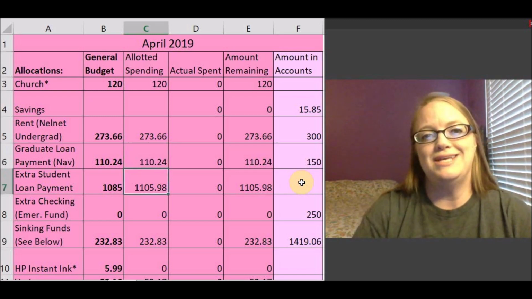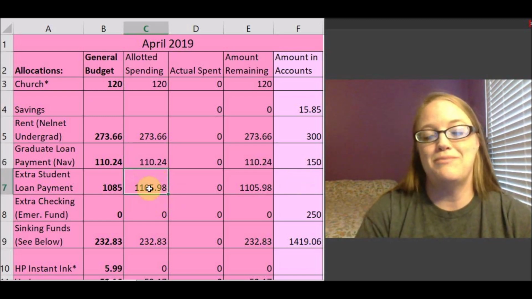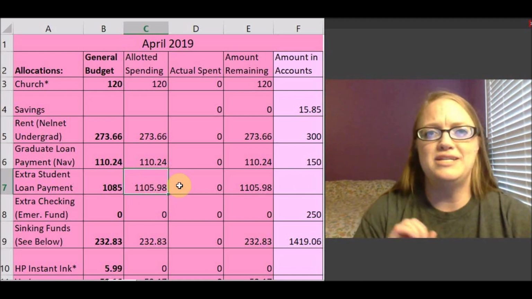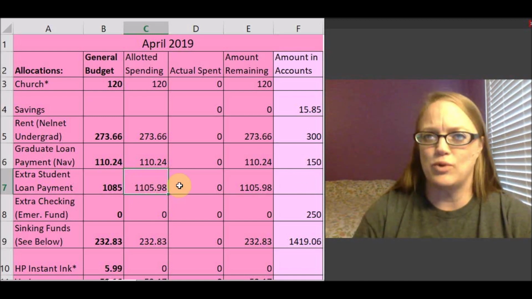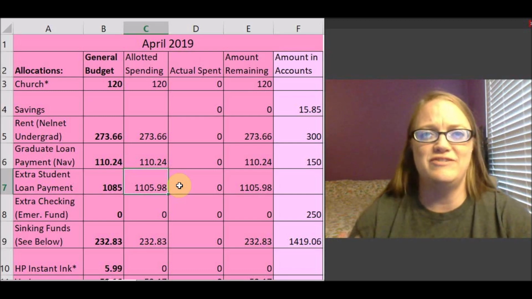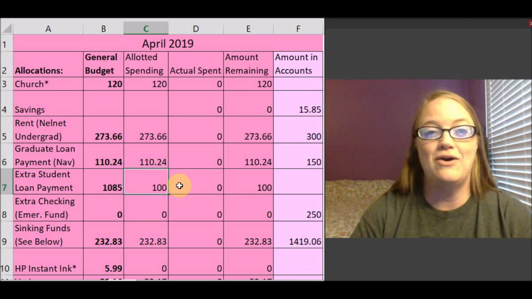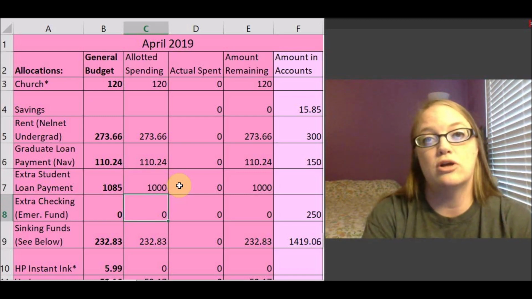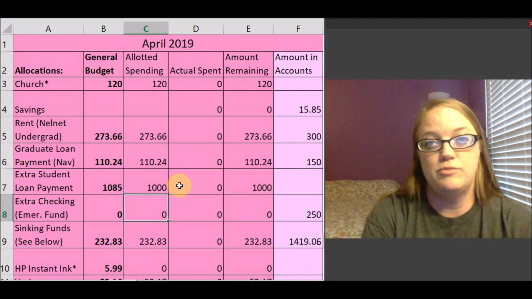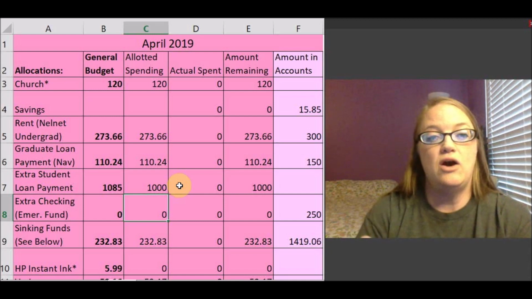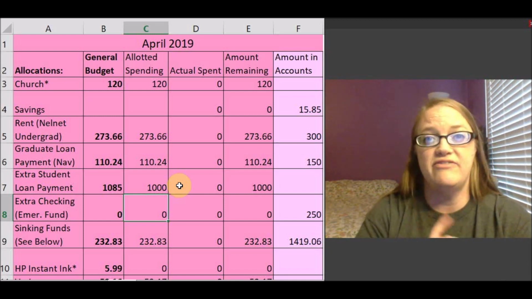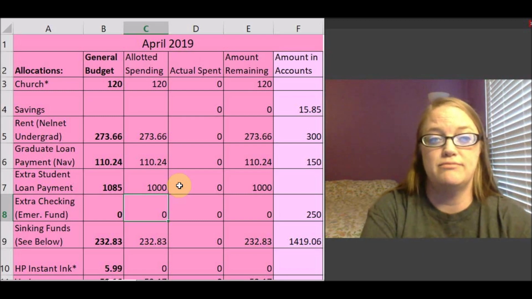My goal is to add that into my extra student loan payment, also known as my snowball payment. But for the purpose of April, because there are a lot of different things happening, for right now I am just going to lower this to $1,000. That is my bare minimum goal to put towards student loan debt. I am going to come back to this at the end if I have extra money to put towards my student loan debt.